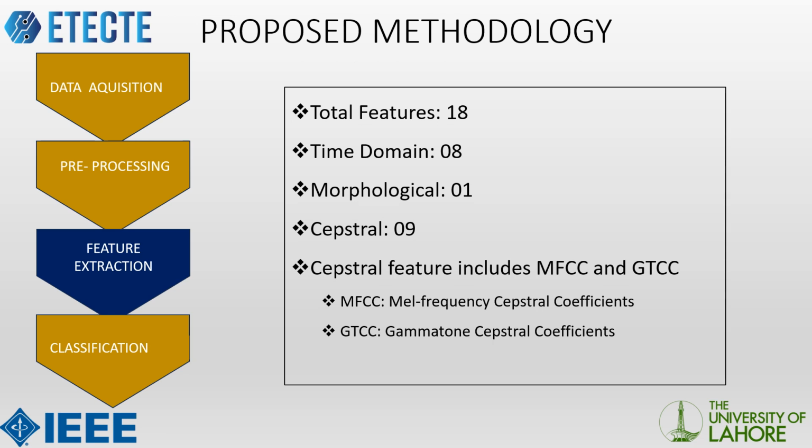Following that, we have extracted 18 discriminant features which include time domain features, morphological features, and cepstral features. Time domain features include skewness, kurtosis, mean frequency, log energy, etc. And cepstral features include MFCC and GTCC.